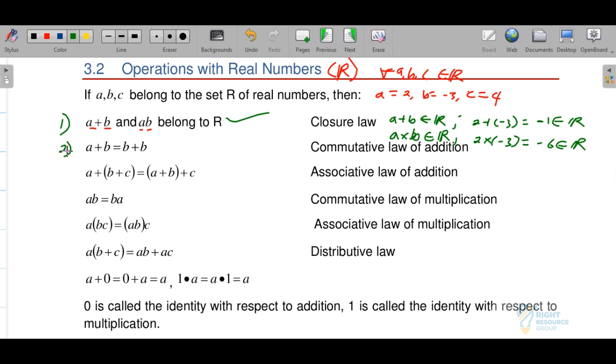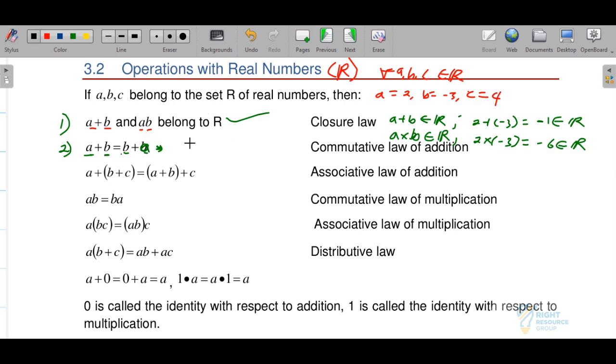So let's look at number 2. Number 2 is talking about the commutative law of addition. When we speak of the commutative law, we say that A plus B is equal to B plus A. So it doesn't matter whether you are adding A to B or adding B to A, it's going to give you the same thing. So let's check this out and see.